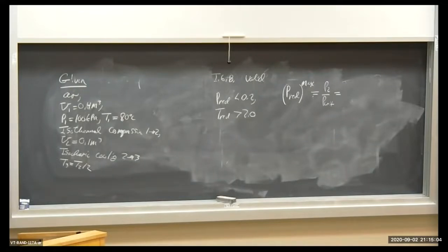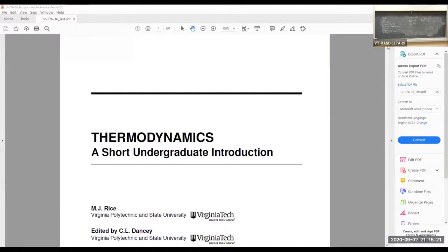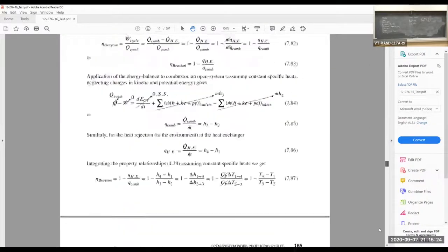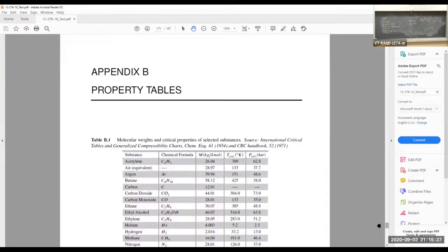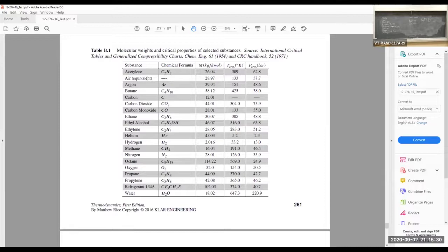We need the critical pressure. We've got the pressure at state 2, but we don't have the critical pressure. So let's go to the text here and find the critical temperature and pressure for air. Table B1, air equivalent. It's a mixture of nitrogen and oxygen primarily. Molecular weight, critical temperature and critical pressure, 37.7 bar.